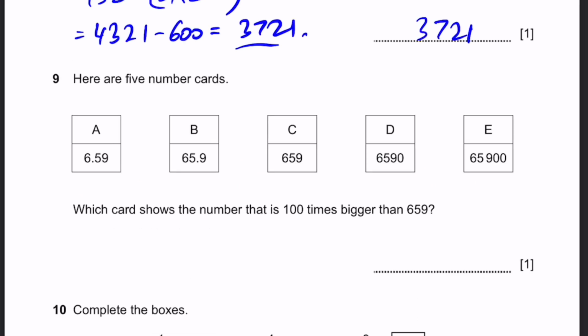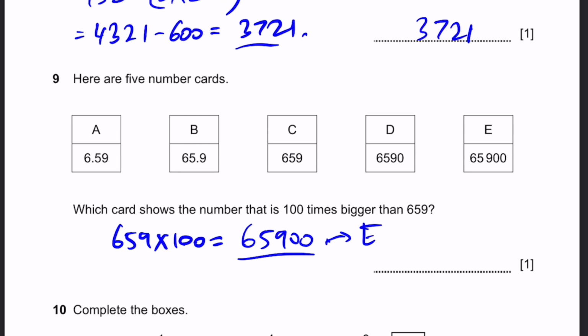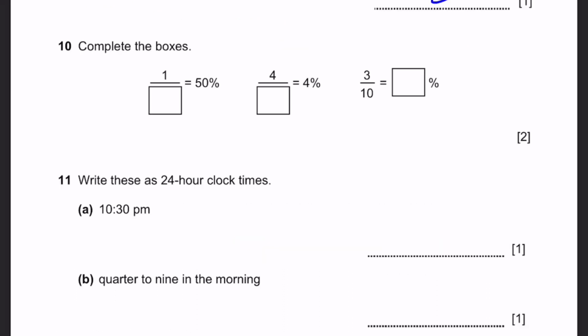Question 9. Here are 5 number cards. Which card shows that the number is 100 times bigger than 659? 100 times bigger than 659 means 659 into 100, which is equal to 65900. And it's shown by card E. That's the answer.